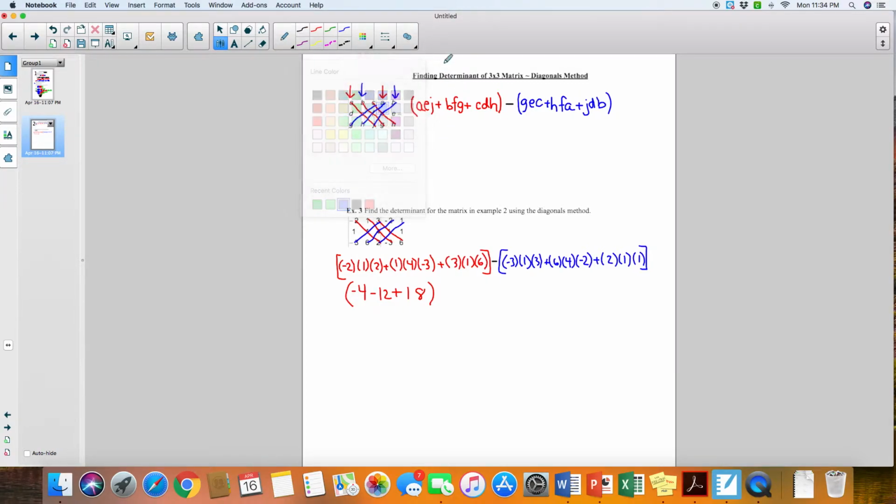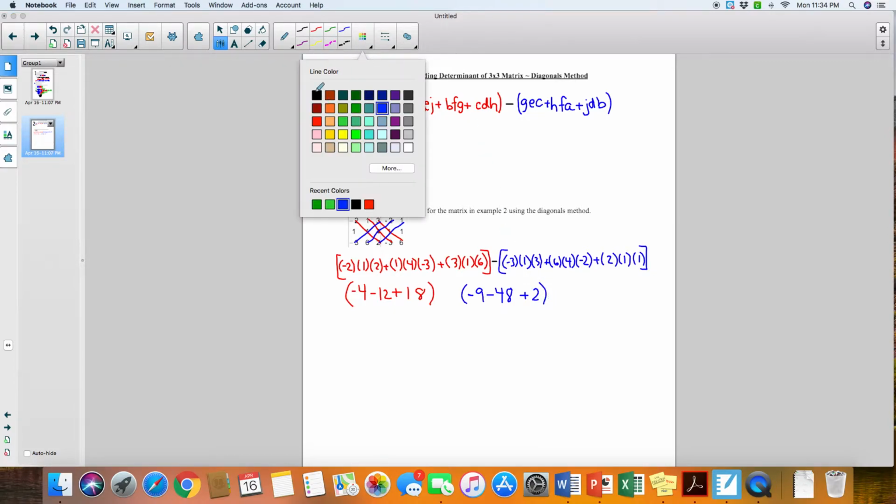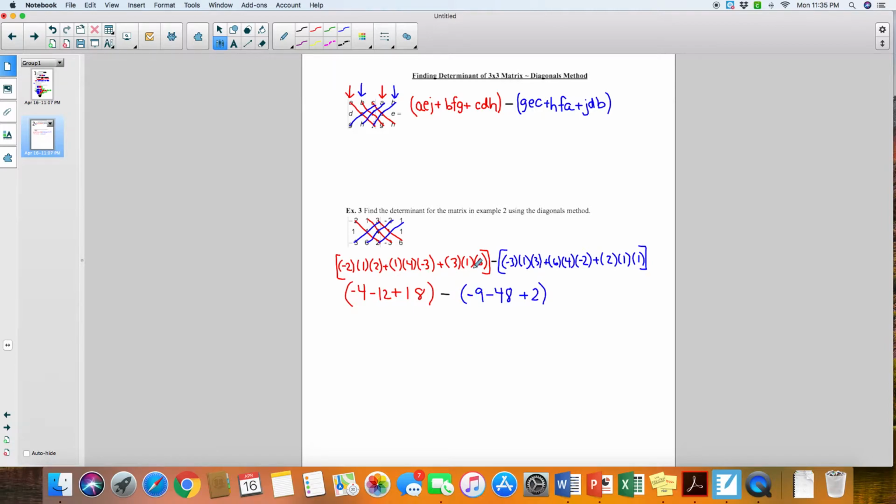So let's start simplifying the second set. I have negative 3 times 1, which is negative 3, and then negative 3 times 3 is negative 9. 6 times 4 is 24. 24 times negative 2 is negative 48. And again, simplifying the signs, instead of writing plus negative 48, I just wrote minus 48. And then I have 2 times 1, which is 2. Of course in the middle, that would be a subtraction, because after I found the sums, I would do the difference between the two.